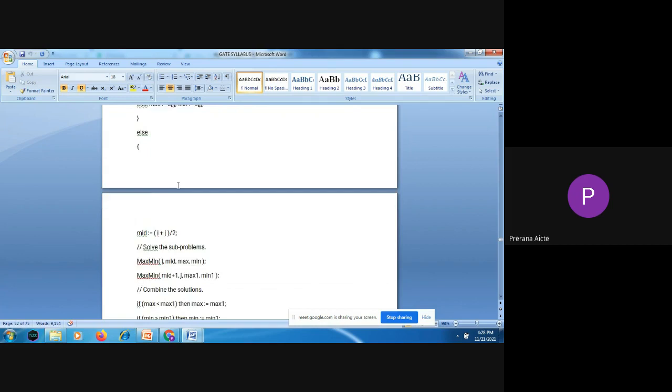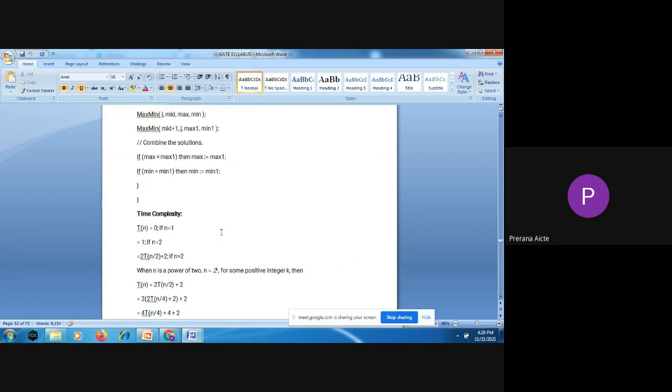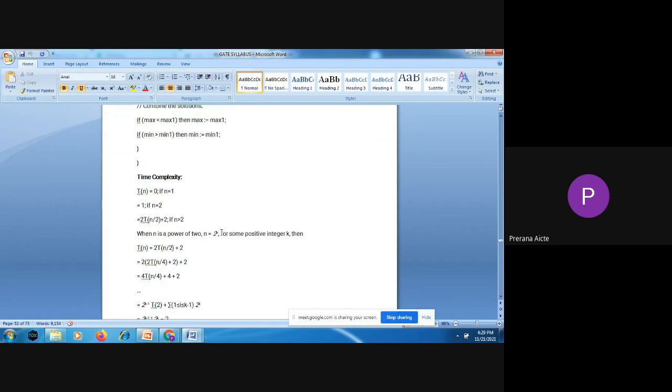Else, if the list contains more than two elements, then you find the mid element. So mid equal to (i plus j) by 2, and you call max min again for the elements i to mid, and mid plus 1 to j, for max and min. So for this you apply the divide and conquer strategy.